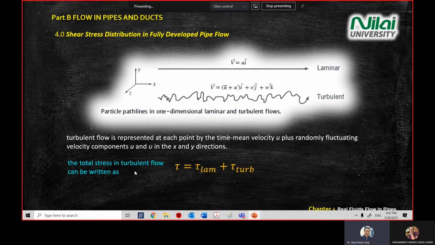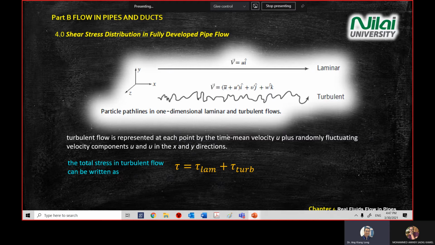So the total stress for turbulent flow is the combination of laminar and turbulent. If you want to calculate the total stress for turbulent flow, you need to calculate the shear stress in laminar and the shear stress when it is turbulent. Then you get the total stress for the pipe or for the duct system. However, turbulent flow is quite complex, so most of the time for this module, we will only focus on laminar. Okay, so this is just add-on information.